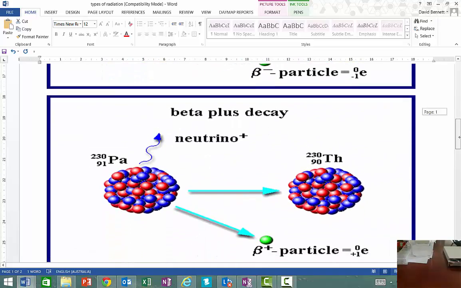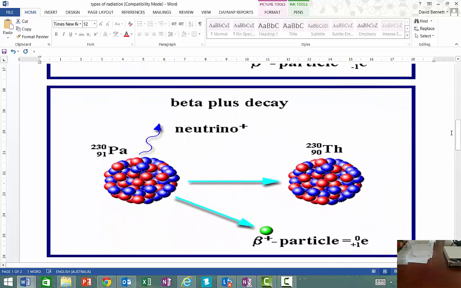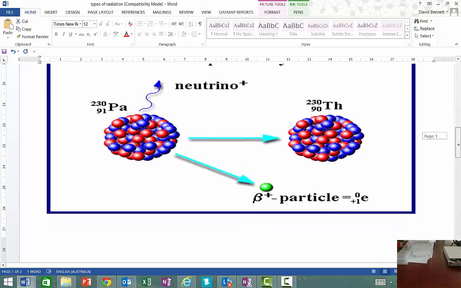And then over here we've got our beta plus decay, and so what's actually happening here is it is getting what we call a positron. Okay, and it's getting a neutrino and producing that reaction. Alright, so the atomic mass stays the same, but the atomic number decreases by 1 in this particular case. That's the beta plus decay.